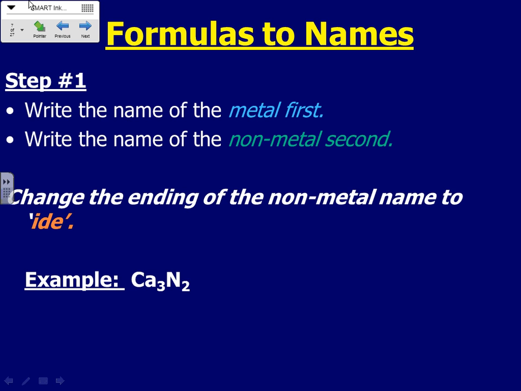Why do you think they're binary? What do you think binary means? What do I mean by binary ionic compounds? Marissa, what do you got? There's two elements in there. Now, there might be more than one atom of those elements, but it's only made up of two elements.